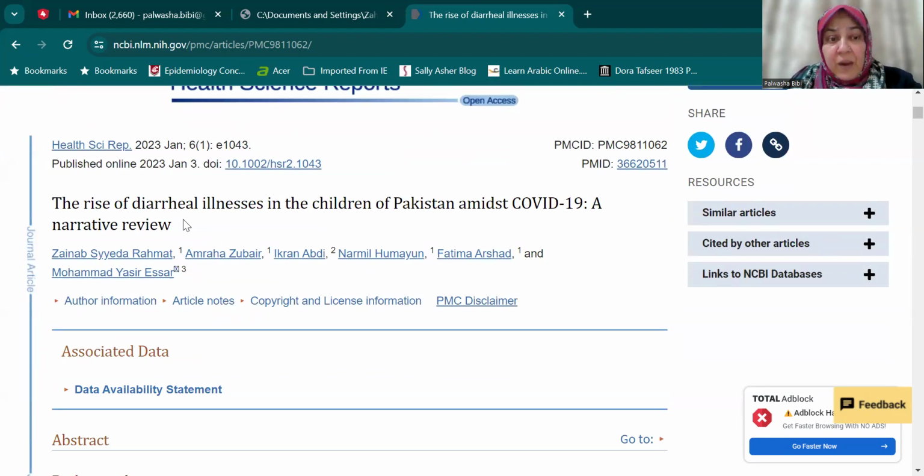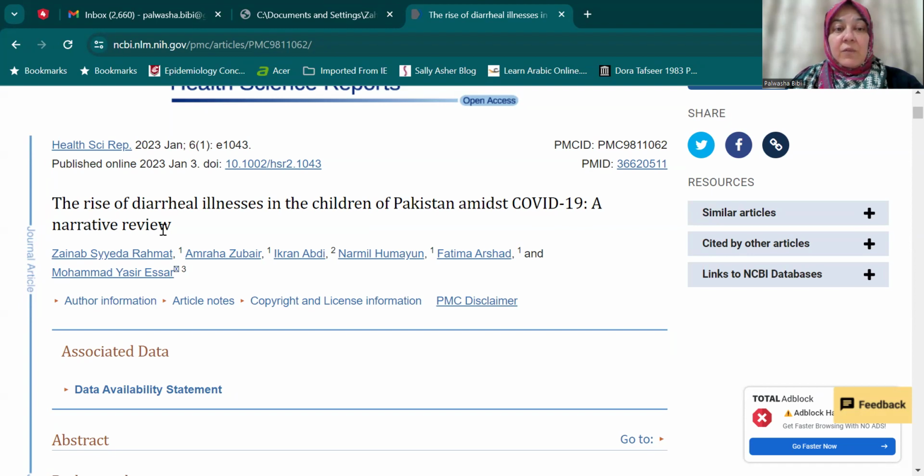Now, how do we know whether this article is useful for us? The rise of diarrheal illness in the children of Pakistan amidst COVID-19. So I don't know how important this is. I really don't know. COVID-19 is something that, in children, doesn't do anything to them. But this group, whichever group this is, has studied a difference in diarrheal disease in children of Pakistan, and they are probably less than 5 years of age after the COVID-19 pandemic.